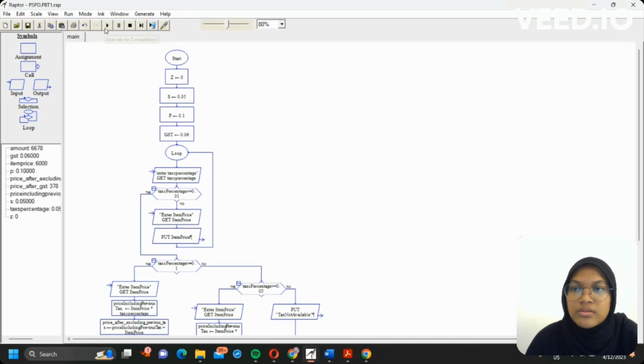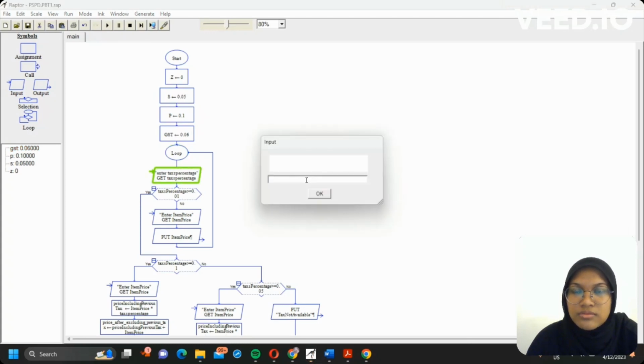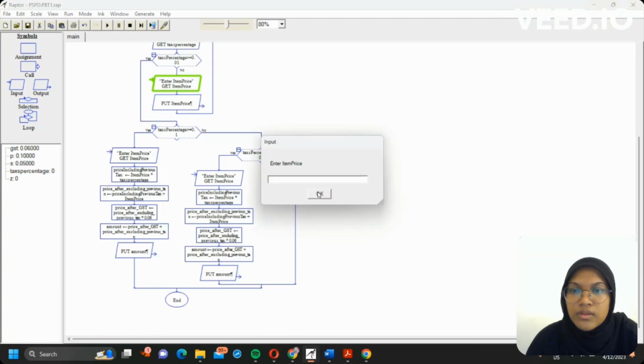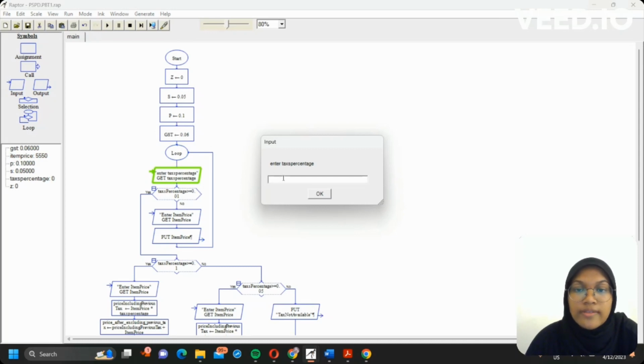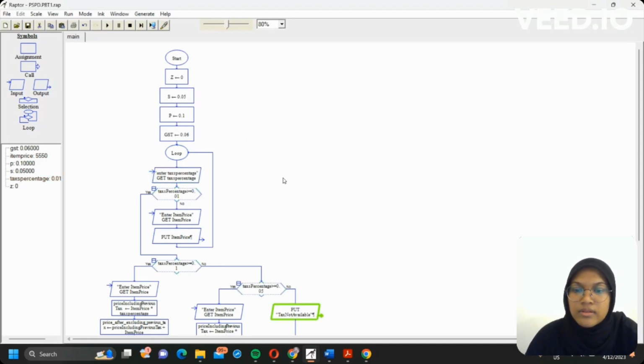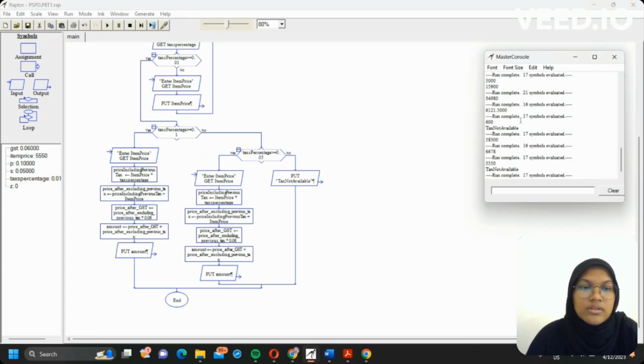And I'm going to run one more time. This time I'm going to use 0. And then it asks you to put the item price, and then it loops again and asks you to enter the tax percentage. So that's how it works when the tax is available.